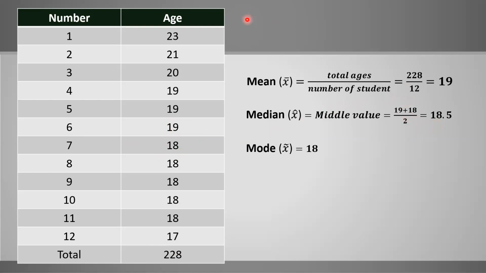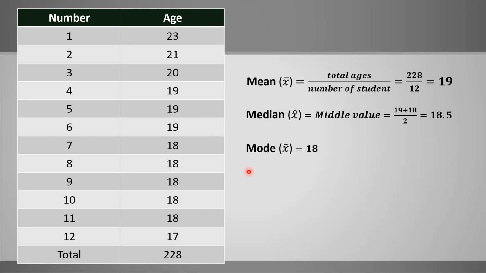For the mode, we just have to count yung number of occurrences ng bawat data. Nakikita natin dito that 23, 21, 20, and 17 appear only once, while 19 appears 3 times or thrice, while 18 appears in our data 5 times. So the highest occurrence is 18. Therefore, our mode is 18. Okay, so that is the central tendency.